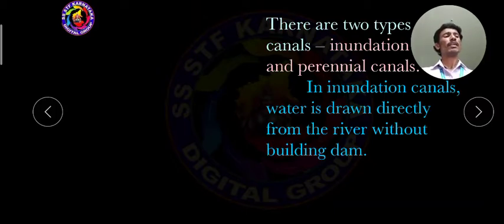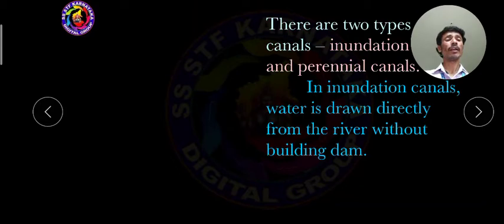Inundation means the rising of a body of water and its overflowing onto normally dry land, so we should consider floods. Somewhere through the construction of dams, they provide water, which is what causes some of the important floods. Another one is the perennial canal, which means it is not recurring again and again. In inundation canals, water is drawn directly from the river without building a dam.